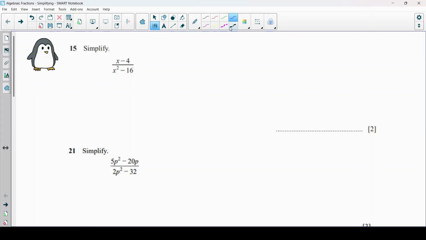So this is simplifying algebraic fractions. So we'll start with a relatively easy question here. And what we're often going to do is see what we can factorise. This does factorise. It's the difference of two squares. So it factorises as x plus 4, x minus 4.